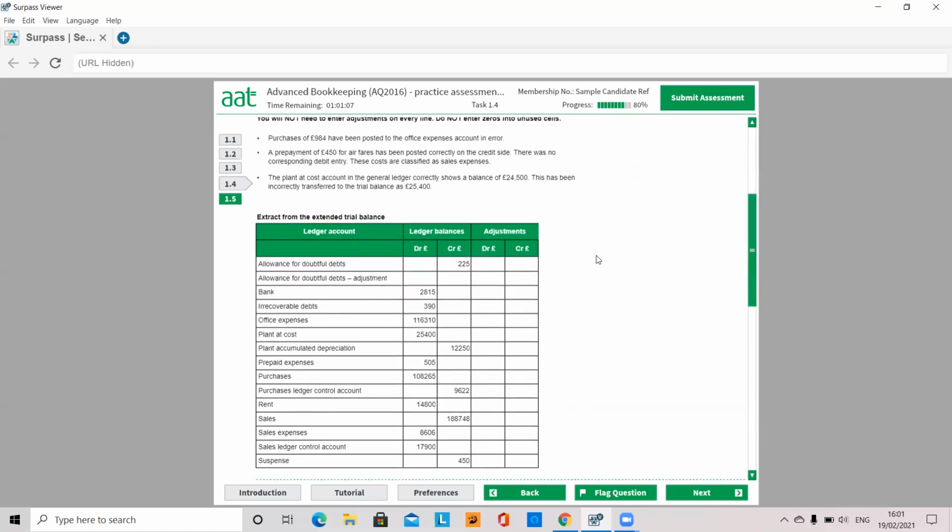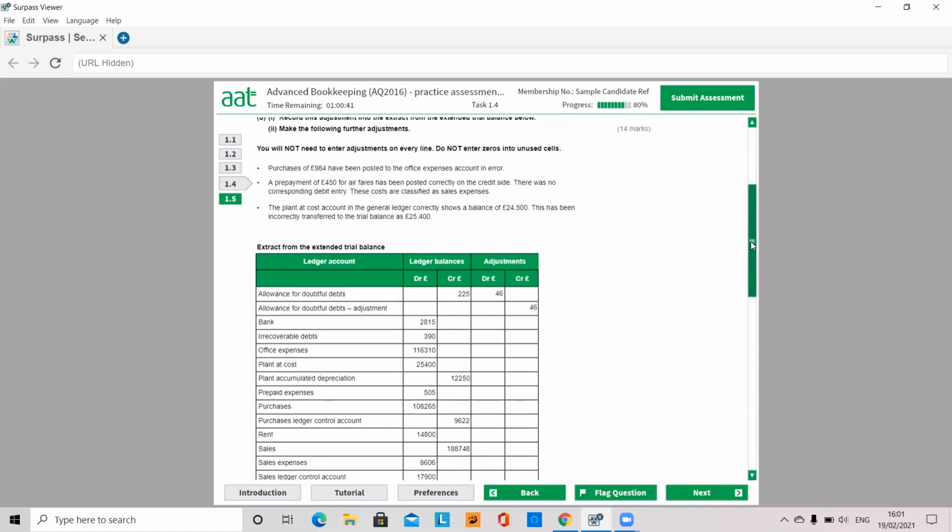So they want this allowance for doubtful debts to be 179, but we've put 225 to one side. So therefore we're going to take that off by putting a debit on the adjustment. So when we carry it across to the extended trial balance later, we'll put the correct figure in of 179. And therefore the allowance for doubtful debts adjustment is 46. Okay.